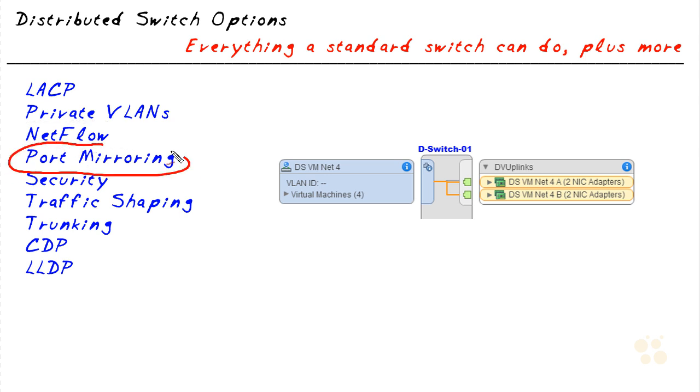With port mirroring, we can replicate the traffic at one part of our network and send it over to another. So for example, if we're doing troubleshooting or analysis, we can collect the data we need via port mirroring so we can analyze it, usually with a protocol analyzer.